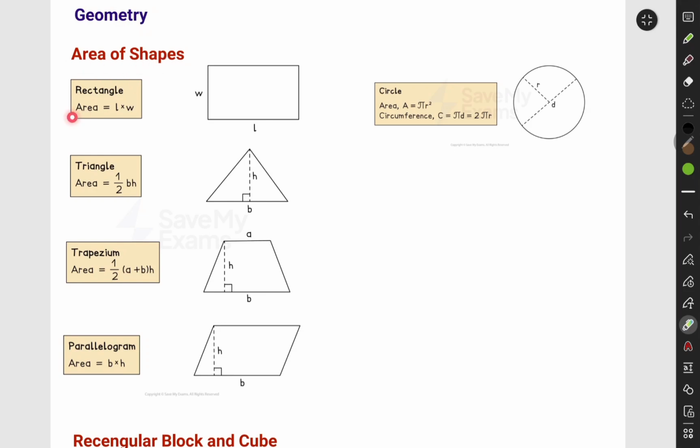So area of shapes first. Pretty simple: rectangle, length times width; triangle, half, base times height. The height will be perpendicular to the base. And then we have trapezium, which is half (a plus b) times h. Again, h here will be perpendicular to the b. And then here parallelogram, again, base times height. Height will be perpendicular to the base. Okay, so these are the first couple of shapes.